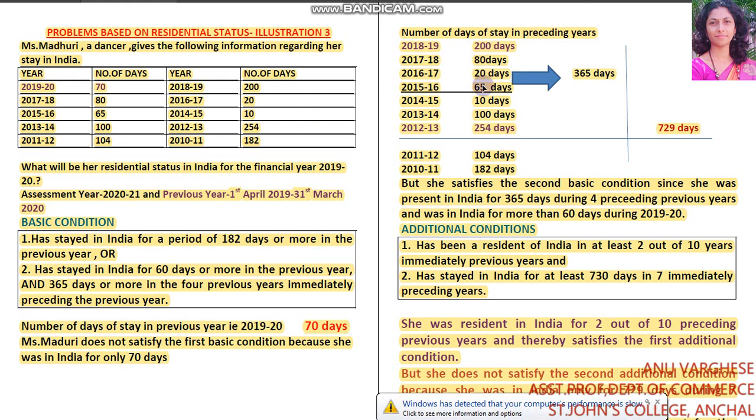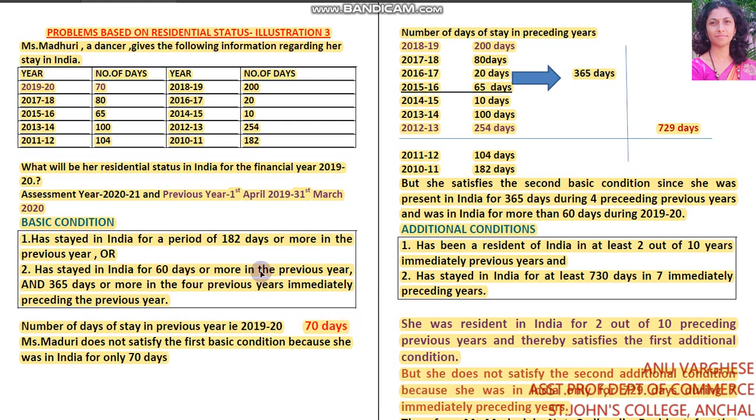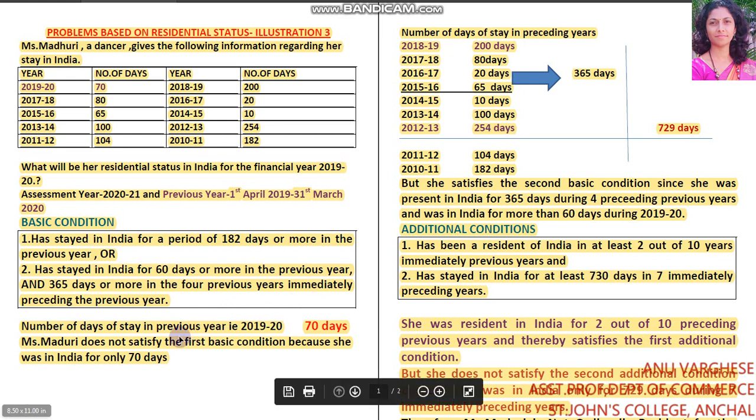When you add these number of days, you are getting 365 days. And she is staying in India for a period of 70 days in the previous year. So we can say that Madhuri is satisfying second basic condition because she is staying in India for 70 days in the previous year and 365 days in 4 previous years immediately preceding the previous year. Therefore, Madhuri is resident.